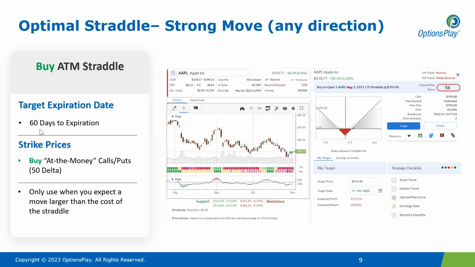So we buy an at the money straddle, usually around 60 days to expiration. The strike prices naturally would be at around 50 delta. And very important, you only want to use the strategy when you expect a move larger than the cost of the straddle. Now, this strategy does profit from any direction. So as long as the magnitude of the move is higher than the cost of the straddle, you will be profitable in a very simplistic way.